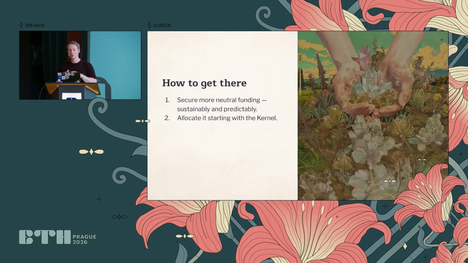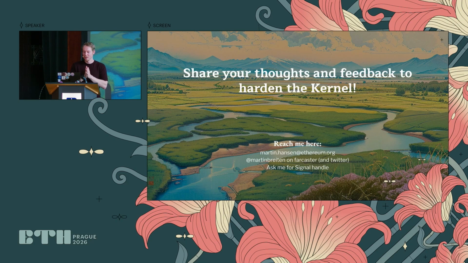But I would say that in order to get there, to make sure that the kernel stays funded sustainably with neutral funding, we need to secure more of it, first of all, both sustainably and predictably. And we need to find a way to allocate it starting with the kernel, make sure it goes to these components. That's all I have for you today.